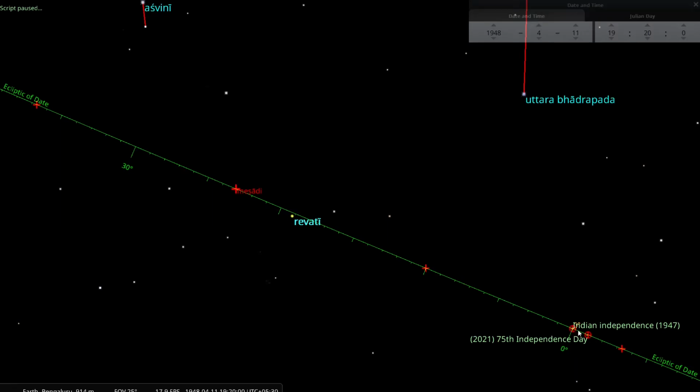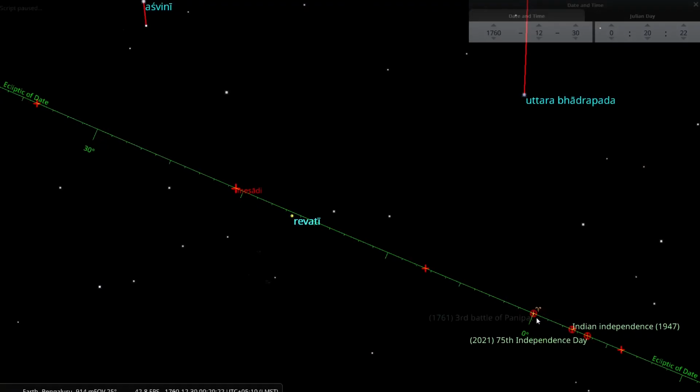So Vasanta Vishuvat moved this much from the time we got independence till today. This is modern India with our existing constitution and borders and the democratic system. So let me go backwards in time, and I am coming to 1761, the third battle of Panipat.